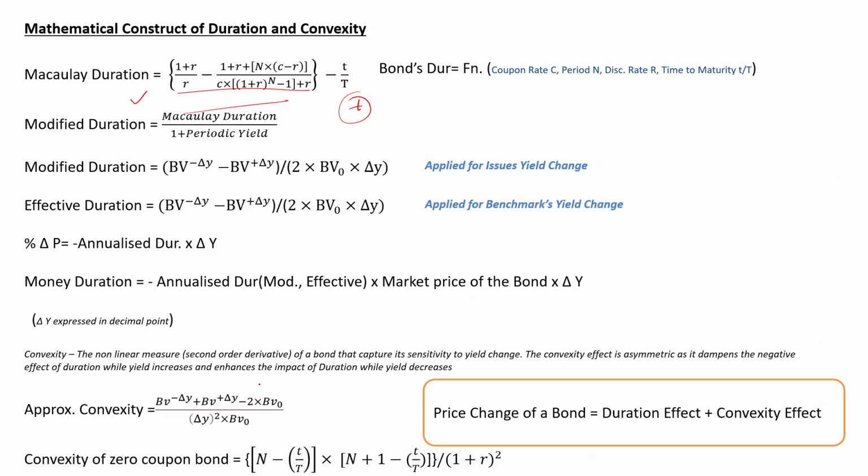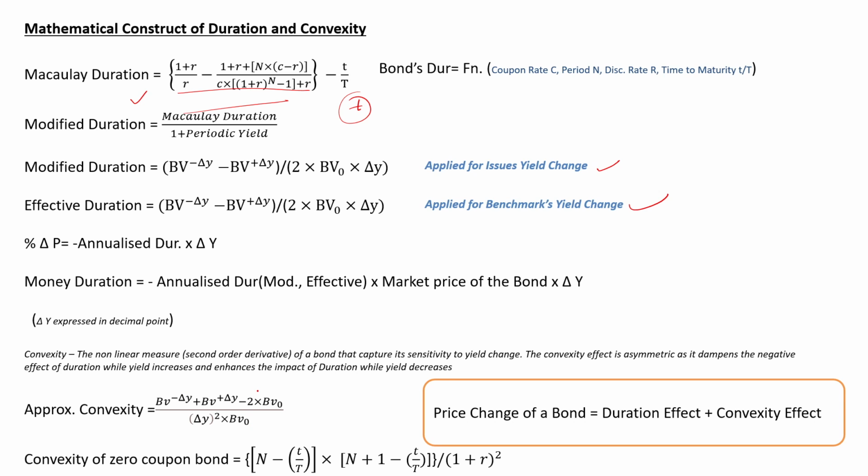Okay. Second in line is modified duration. You're already aware of the formula. There is another formula for finding out modified duration, and this is how it happens. When to apply modified duration, when to apply effective duration, I have already discussed. Money duration is nothing but the absolute value, finding out the duration. And the last important thing which I wanted you to find out is the convexity formula.